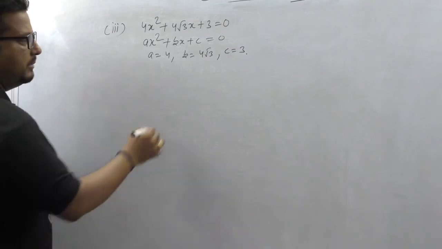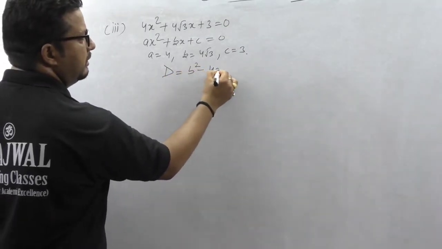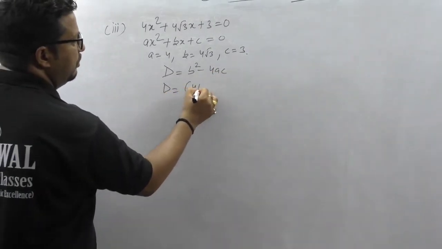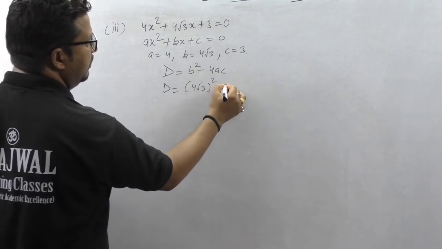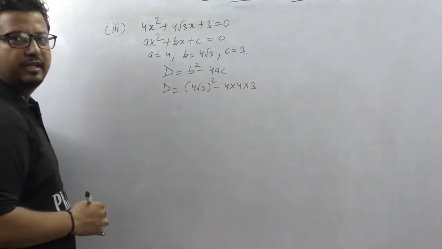ठीक है, आपने कंपेयर किया. सबसे पहले हम निकालते हैं D, we call it discriminant. Formula is b square minus 4ac. So now D value: b is 4 root 3 whole square is given to you, a value is 4 and c value is how much, 3. We just put the values.